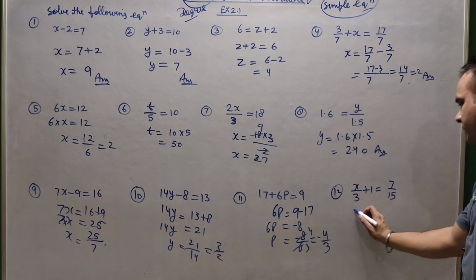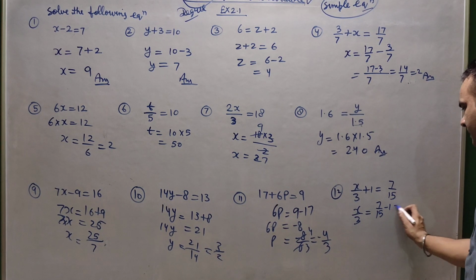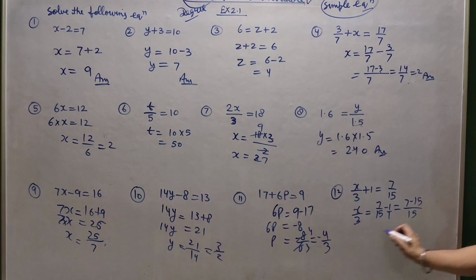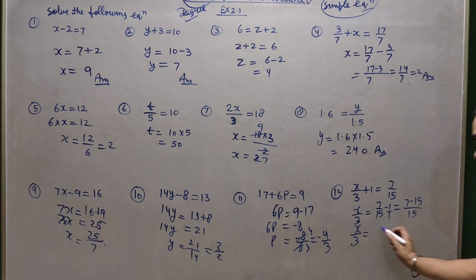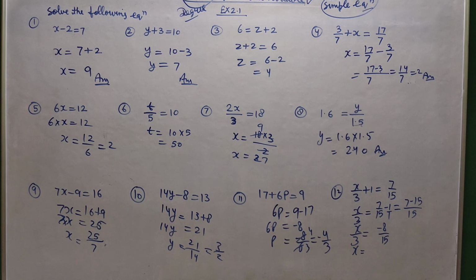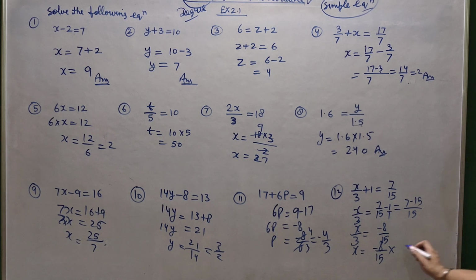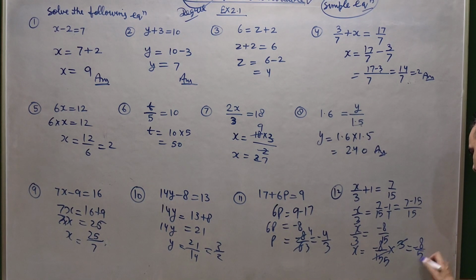And in this case, x upon 3. So what will you do? First of all, we will shift this one here. So what are you getting here? 7 minus 15 upon 15. So x upon 3 will be equal to 7 minus 15, which is minus 8 upon 15. And what is the next step? Next step will be minus 8 upon 15, and this 3 is in divide here. It will shift here and multiply. So we will put it in the numerator, denominator. 3 5s are 15, so minus 8 upon 5.